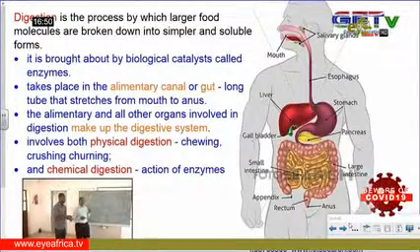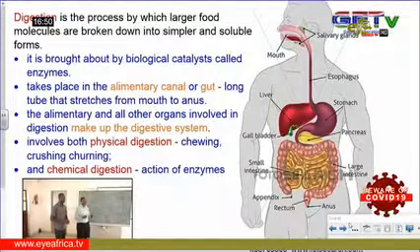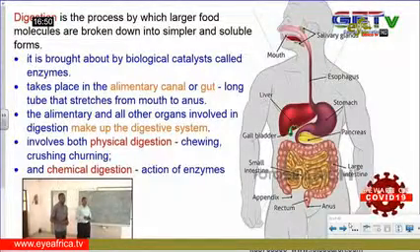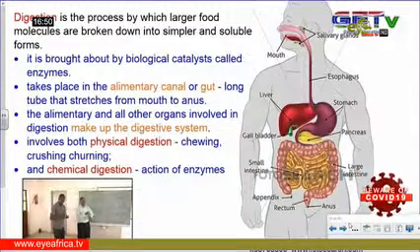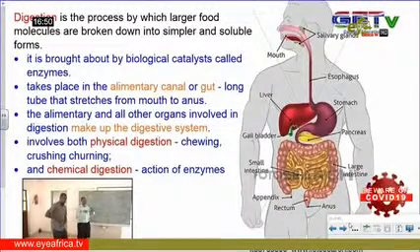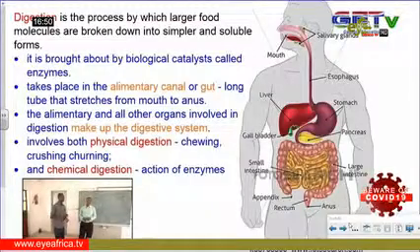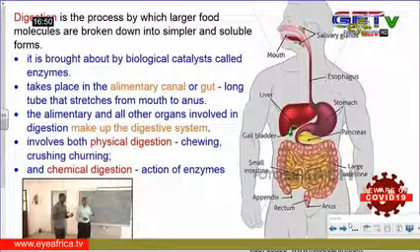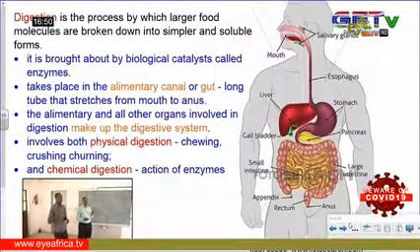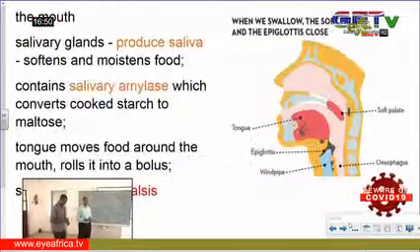Digestion involves both physical digestion, like the chewing, crushing and churning of the food. Churning is done in the stomach, where the stomach walls mix and press on the food so that enzymes will be able to reach it. And it also involves chemical digestion, which is done by the action of enzymes. I already mentioned to you that enzymes are the biological catalysts that help in the process of digestion.